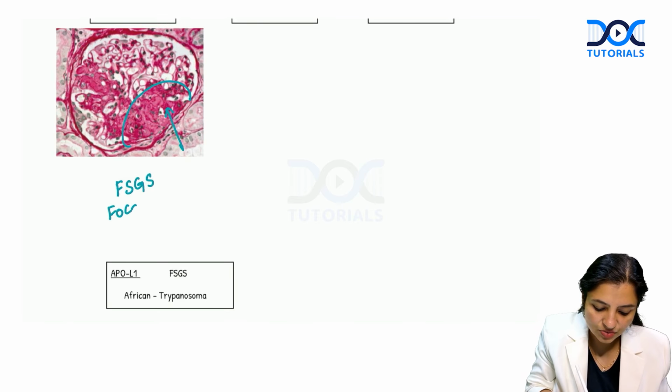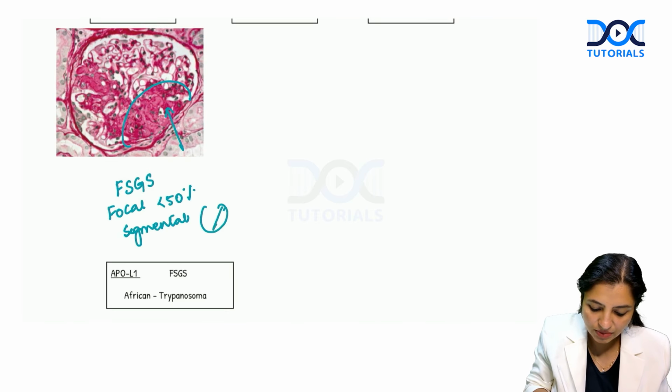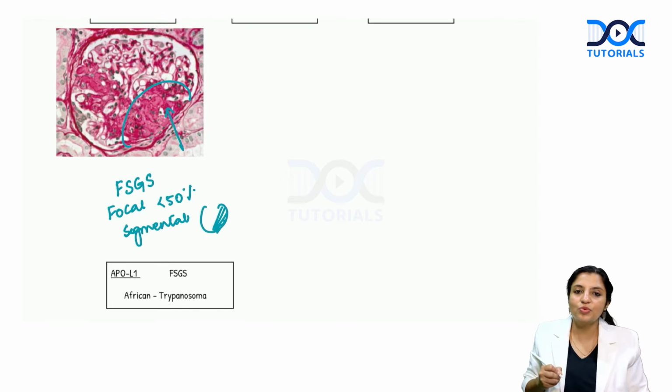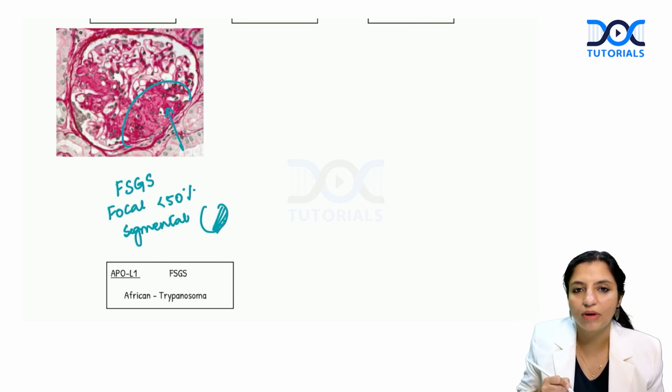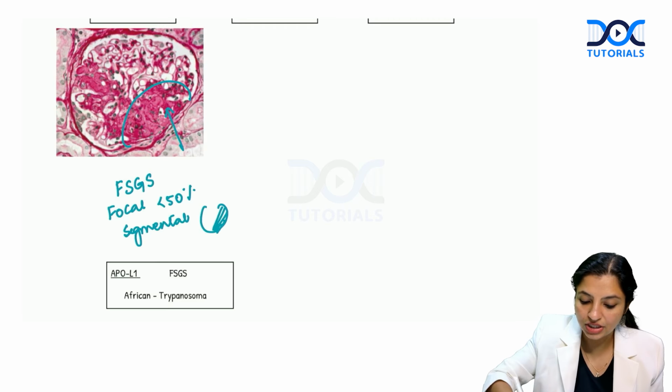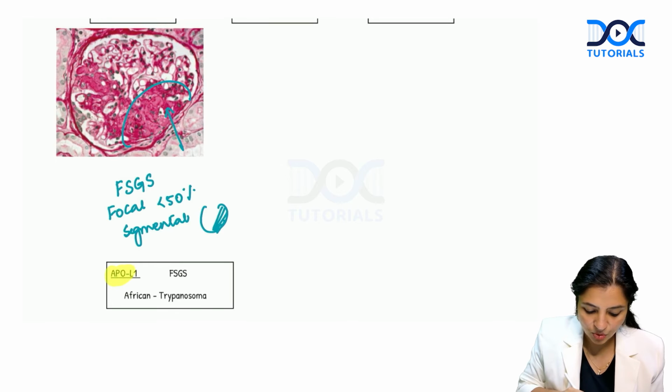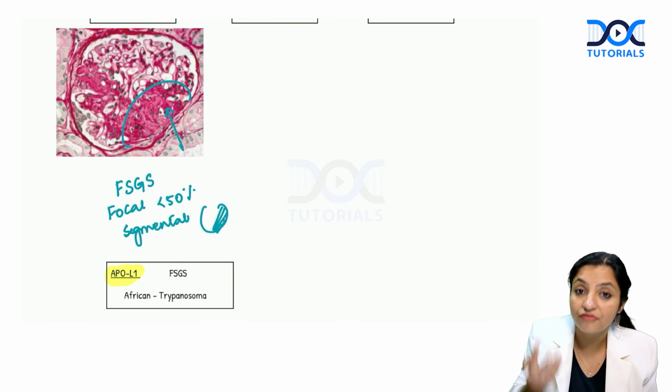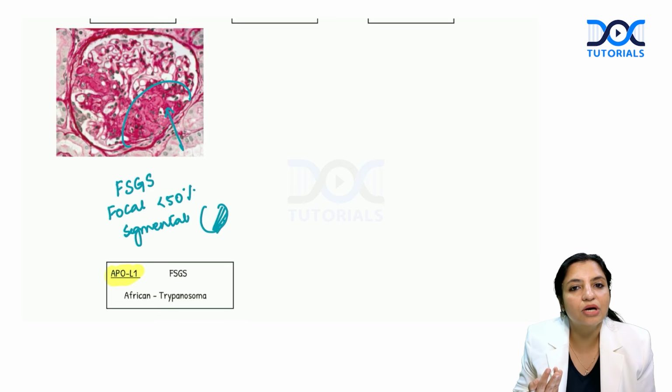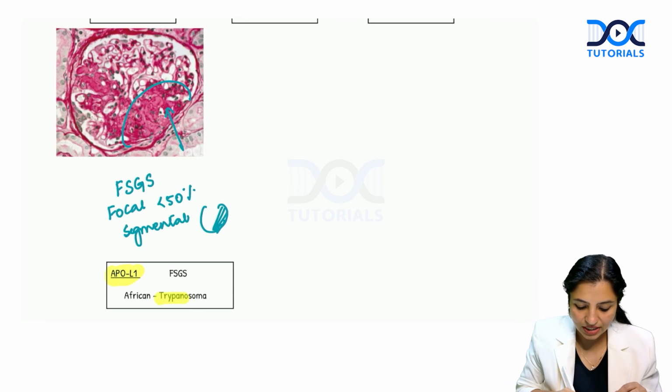Focal means when less than 50% of the glomeruli are involved. Segmental means that if you're talking about one glomerulus, part of the segment of the glomerulus is involved. So this is what is called focal segmental glomerulosclerosis. Usually the gene that is associated with it is ApoL1, which is typically seen in Africa because this protects them against trypanosomiasis. So that is classical here.